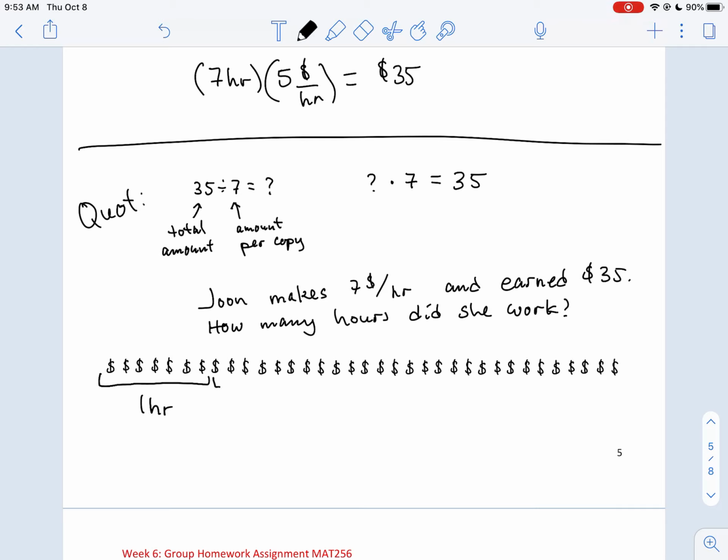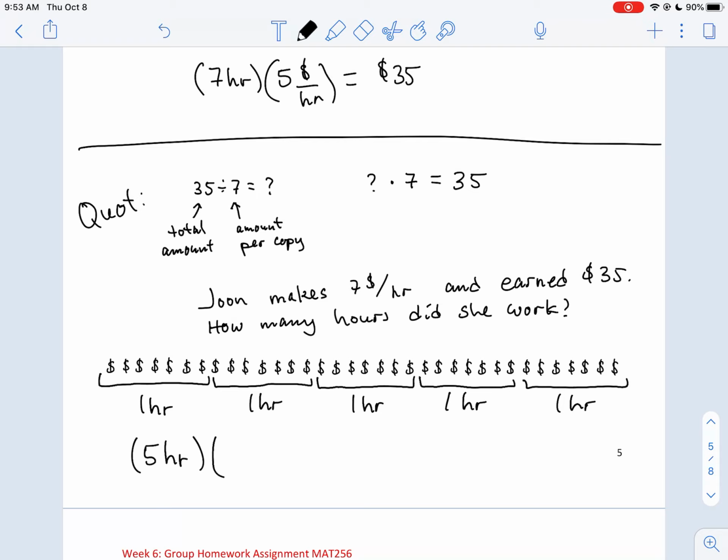It's $7 per hour. 1, 2, 3, 4, 5, 6, 7. There's another hour. 1, 2, 3, 4, 5, 6, 7. A third hour. 1, 2, 3, 4, 5, 6, 7. A fourth hour. And 1, 2, 3, 4, 5, 6, 7. And a fifth hour. So we've come to the conclusion that 5 hours of work times making $7 each hour will yield a result of $35 earned.